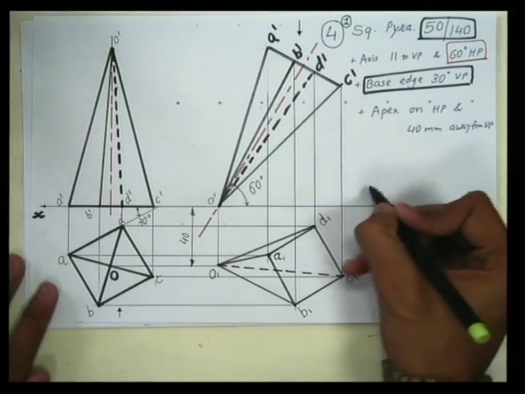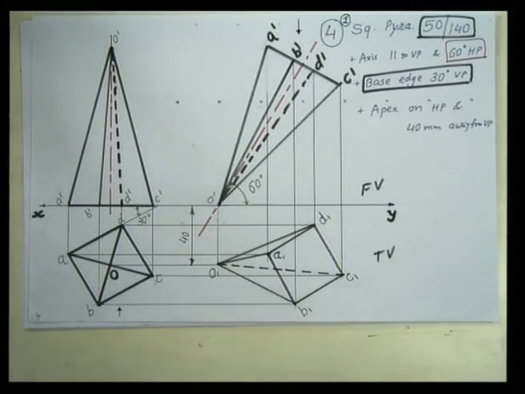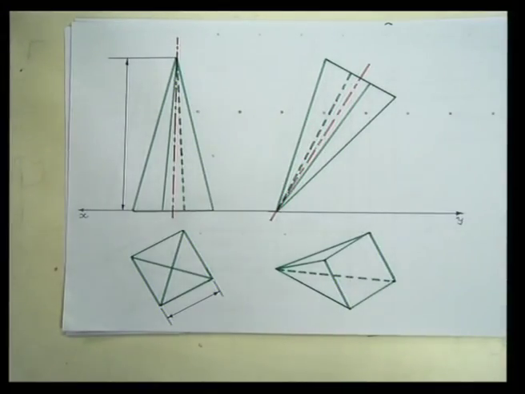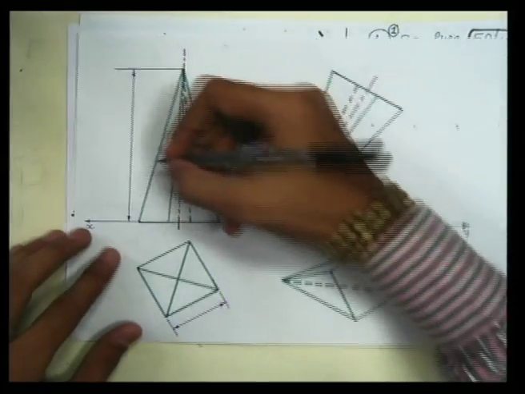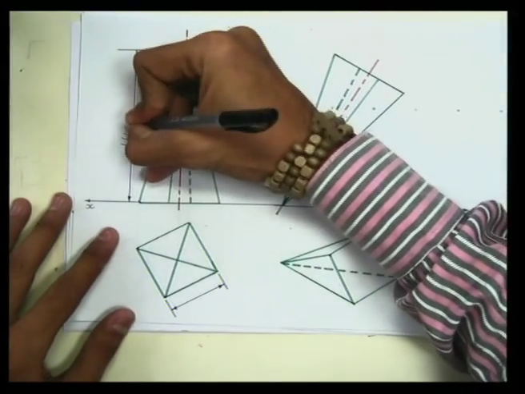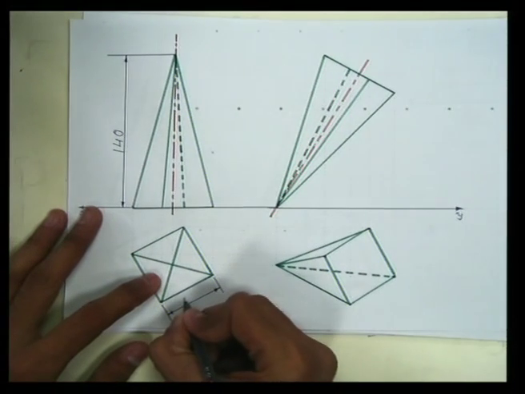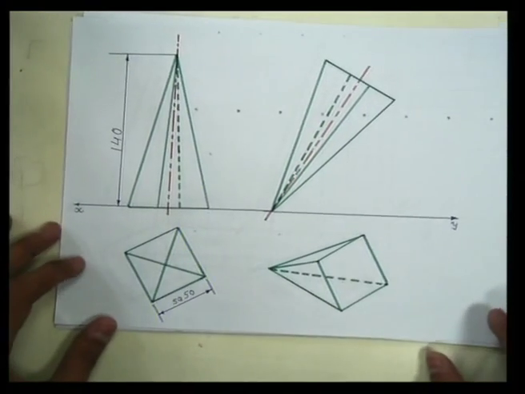You can name the views. This is the front view, this is the top view, and you can insert the dimensions in this figure like this. This is what we have drawn, and this height is, say, 140 millimeter. You write like this, height is 140 millimeter, and this is a square of 50. You can write like this, SQ50 means it's a square.